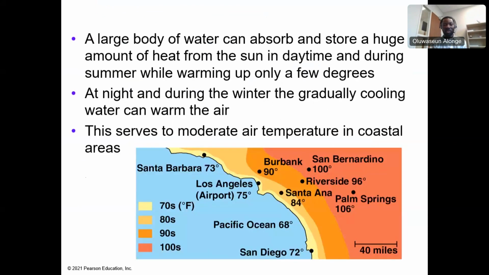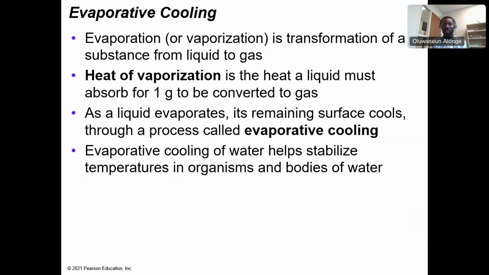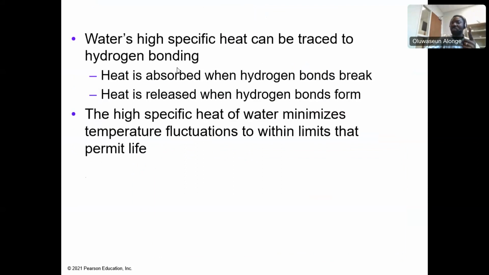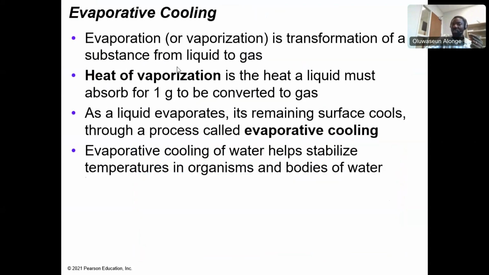All right. I'll just go ahead and look at evaporative cooling. Now, we talk about the specific heat, right? So the specific heat is the heat that is required to raise 1 gram of a substance by 1 degree Celsius. So now let's go to heat of evaporation or vaporization. Heat of evaporation is the heat a liquid must absorb for 1 gram of that element to be converted to gas. Don't forget vaporization, for liquid to be converted to gas. That is what we call heat of vaporization.